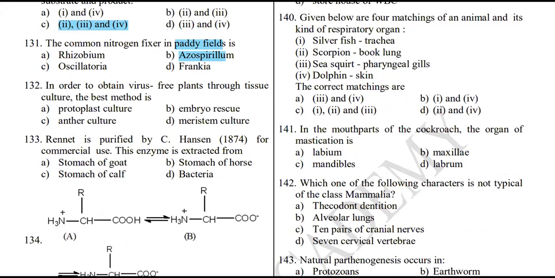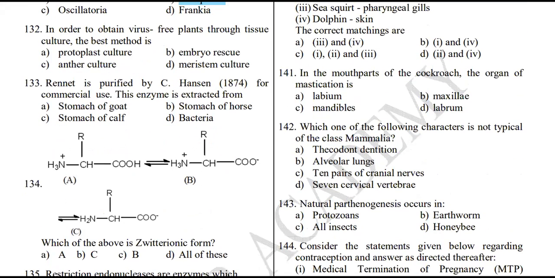Okay, yes. In order to obtain virus-free plants through tissue culture, if you want a plant which is free from virus infection, they will always take a meristem culture. Why do they take a meristem culture? Because meristems are the ones which keep on dividing, so those cells will not have much chance of viral infections. So that is going to be meristems. We will not use any kind of protoplasmic fusion or embryo culture, and anther culture also will not do.